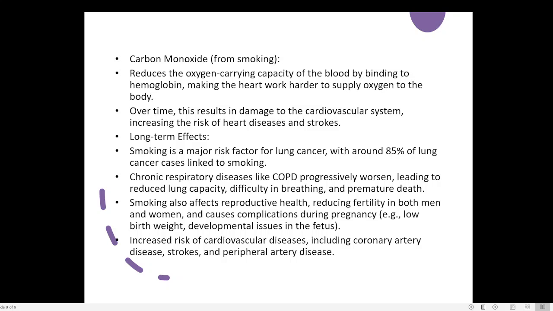Smoking also affects your reproductive health. That is another thing most people don't know. Smoking can damage your reproductive system, reducing fertility in both men and women, and cause complications during pregnancy, low birth weight, and developmental issues in the fetus. So smoking can affect your lungs, your heart, your brain, and your reproductive system also, and increase the risk of cardiovascular disease, including coronary artery disease, strokes, and peripheral artery disease. So these are some of the complications of smoking. Smoking can affect almost every part of your body, mostly lungs, heart, brain, and reproductive system.